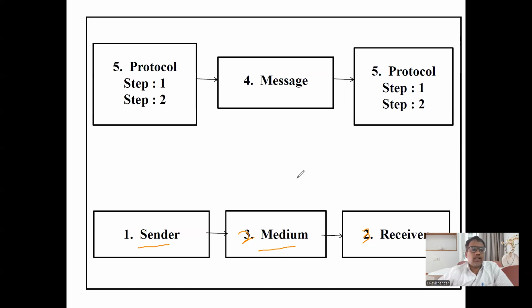What is meant by sender? A device which can send the information is known as a sender. What is meant by receiver? A device which can accept the information, or which can receive the information, is called a receiver.